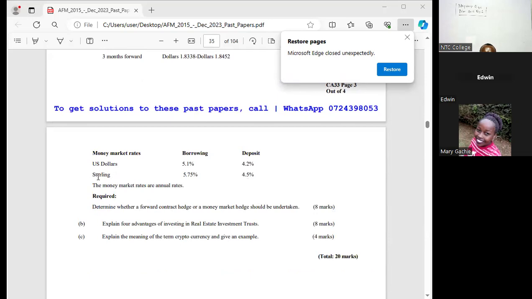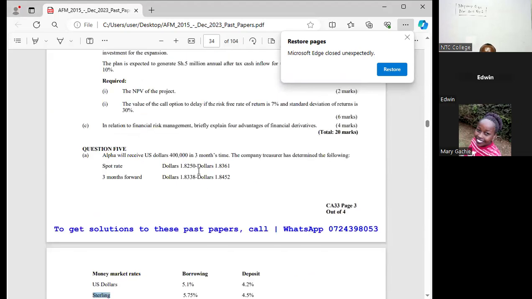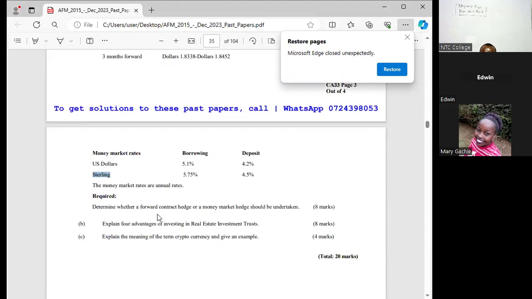Money market is given like this. So there is a sterling pound. So you know the rates are against the sterling pound, per pound. The money market rates are given as follows. Determine whether forward contract hedge or money market hedge will be the undertaking.